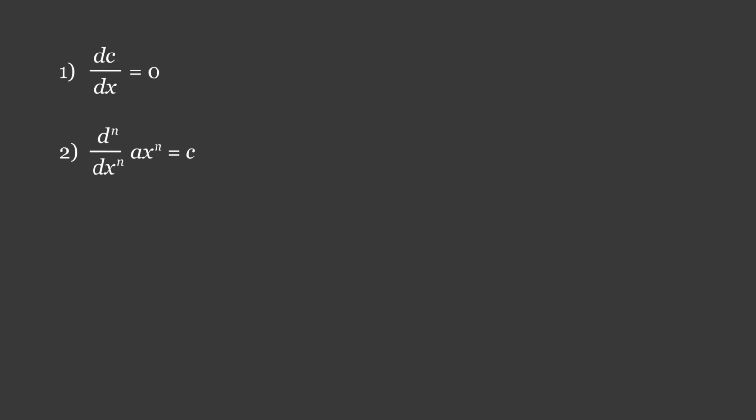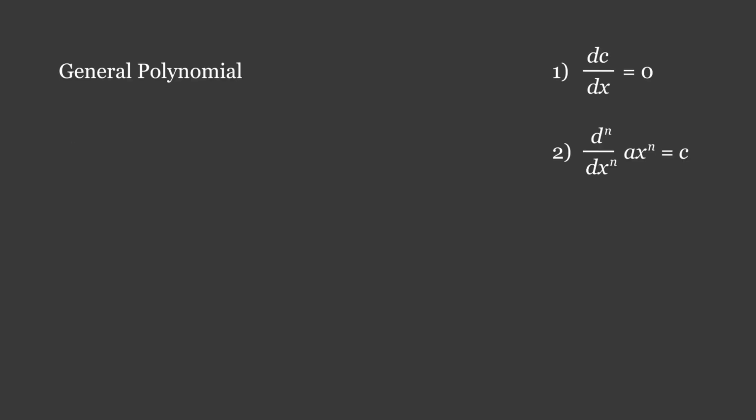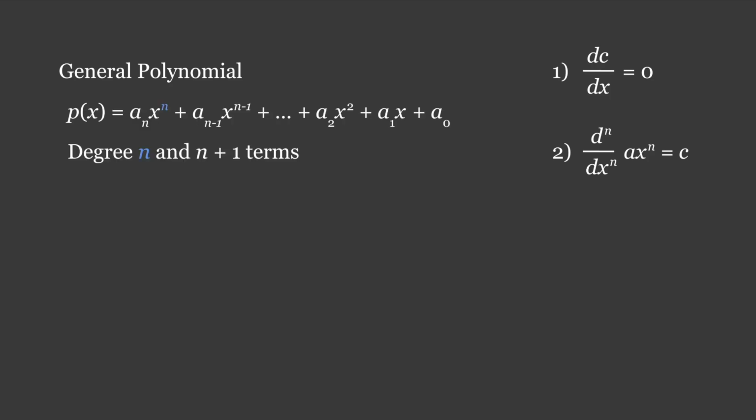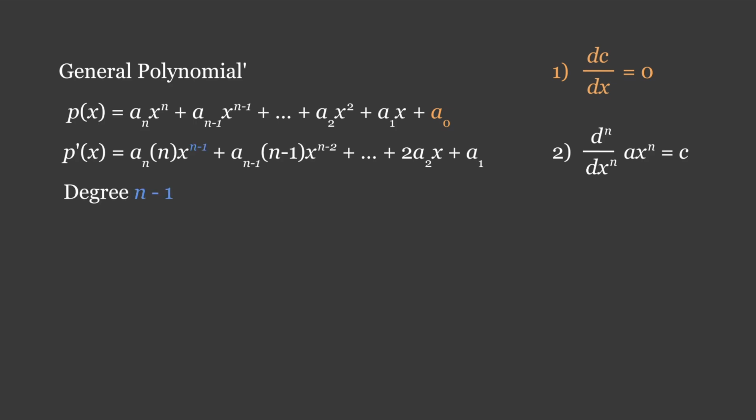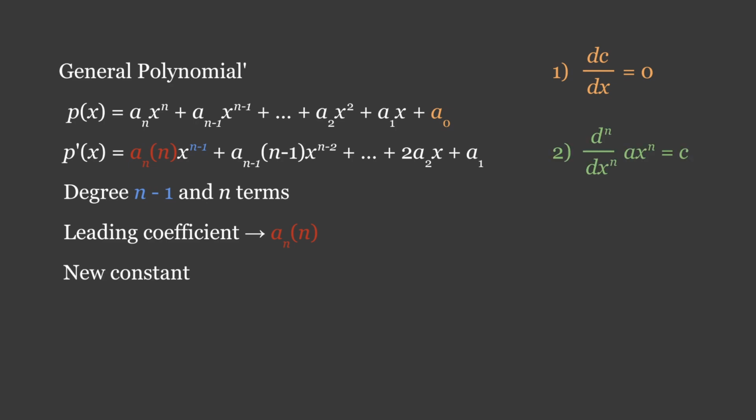With these two rules, we are prepared to observe a polynomial under derivation. Let's make some space. The general polynomial p of x can be written as defined earlier, with degree n and n plus 1 terms. Take the first derivative of p. Due to our first rule, the constant term a_0 disappeared under derivation. Because of the power rule, the degree decreased by 1, and notice we now have n terms. The leading coefficient becomes a_n multiplied by n, and it is apparent that because of the second rule, there now exists a new constant a_1.